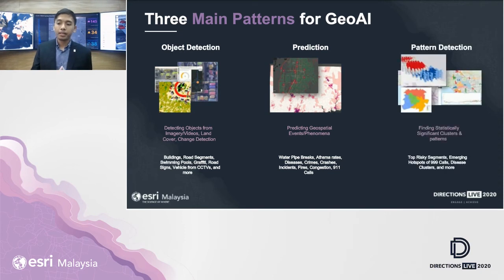In terms of pattern detection, basically you want to find statistically significant clusters of patterns. For example, where are the emerging hotspots of 999 calls. So this gives us an overview and knowledge of certain things for us to do further analysis.